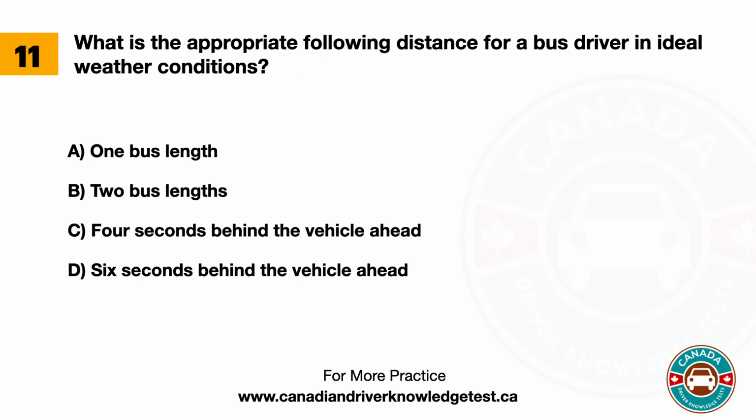Question 11. What is the appropriate following distance for a bus driver in ideal weather conditions? A. 1 bus length. B. 2 bus lengths. C. 4 seconds behind the vehicle ahead. D. 6 seconds behind the vehicle ahead. The answer is C. 4 seconds behind the vehicle ahead.